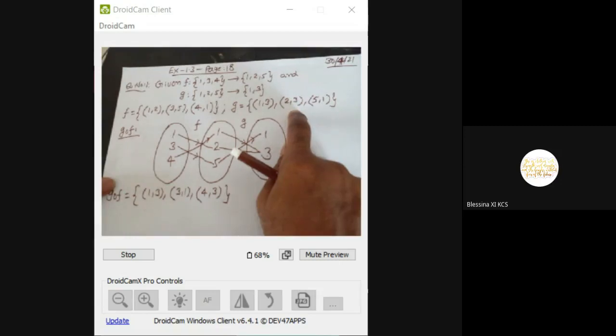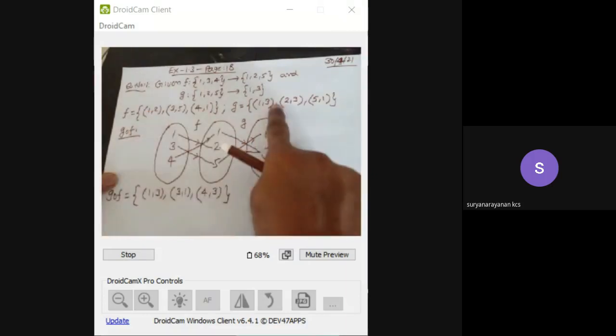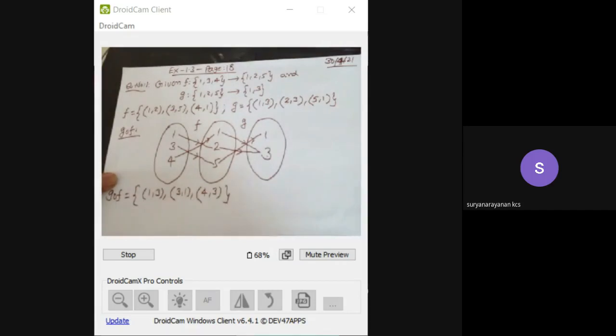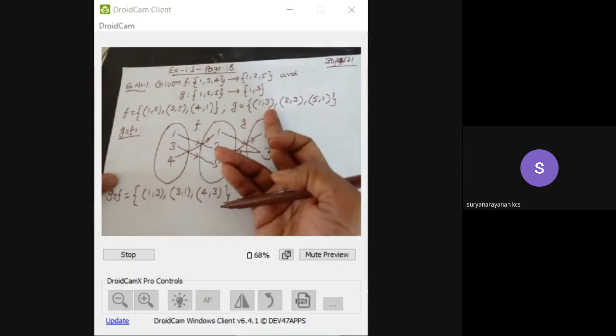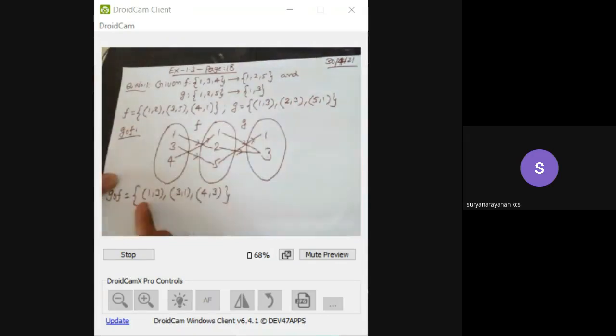Do you remember that? Just like a transitive relation, we have to take one ordered pair from the function F and a second ordered pair from the second function, which is linked with this ordered pair. So here 1 comma 2. What is the link ordered pair here in the function G? 2, 3, sir. Then what is the resultant ordered pair? 1, 3, sir. That's all. 1 comma 2, 2 comma 3. So the resultant ordered pair is 1 comma 3.